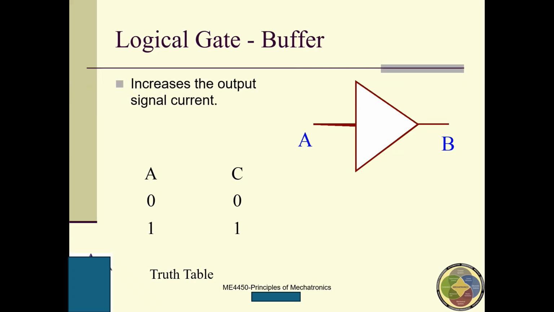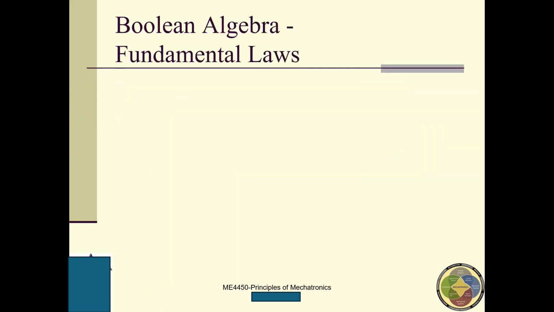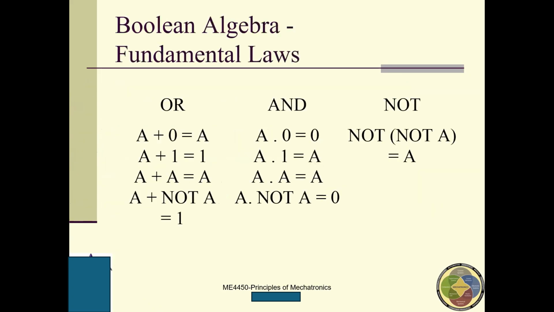Increase the input on output signal current. C equals logically, and C equals A. And then we talk about the Boolean algebra fundamental laws. The Boolean algebra. You have learned the linear algebra, right? The Boolean algebra handles the binary system.